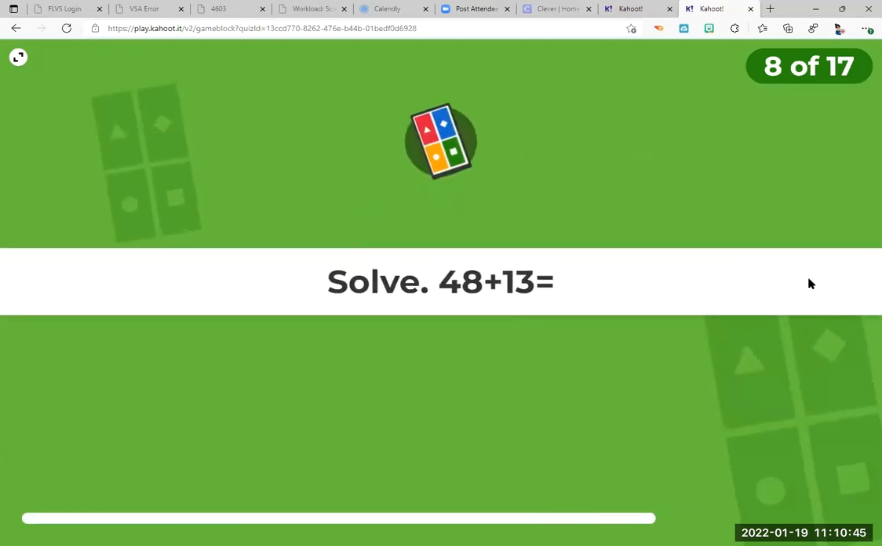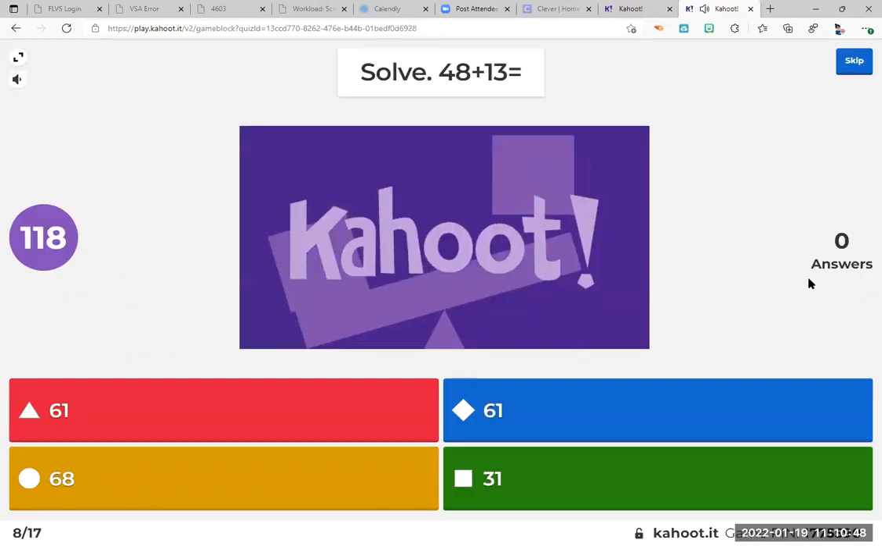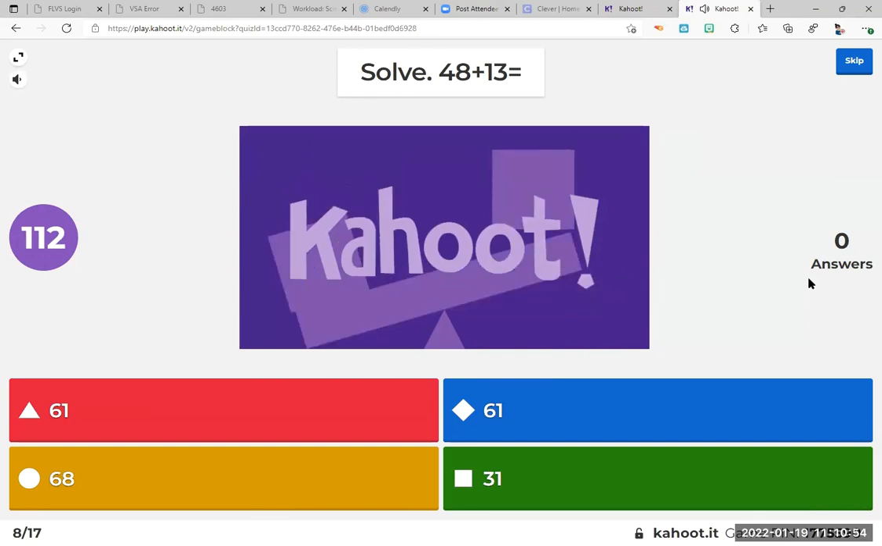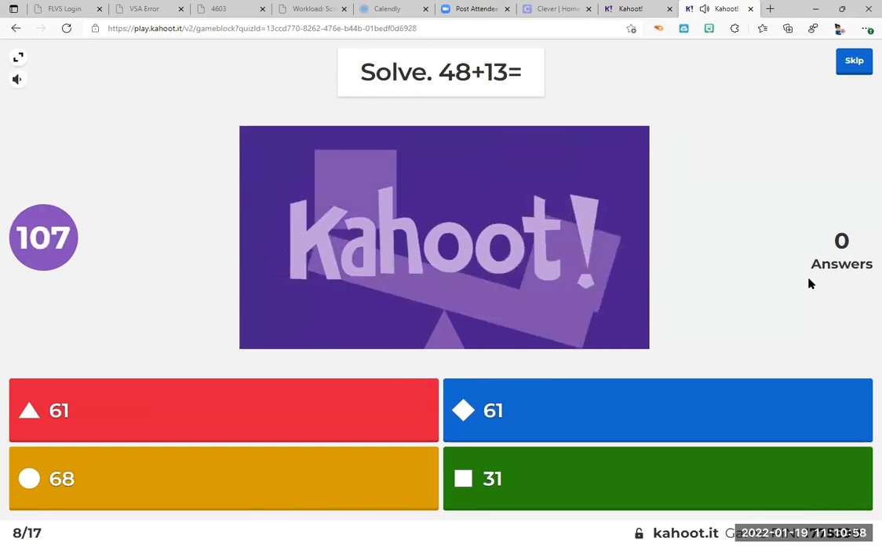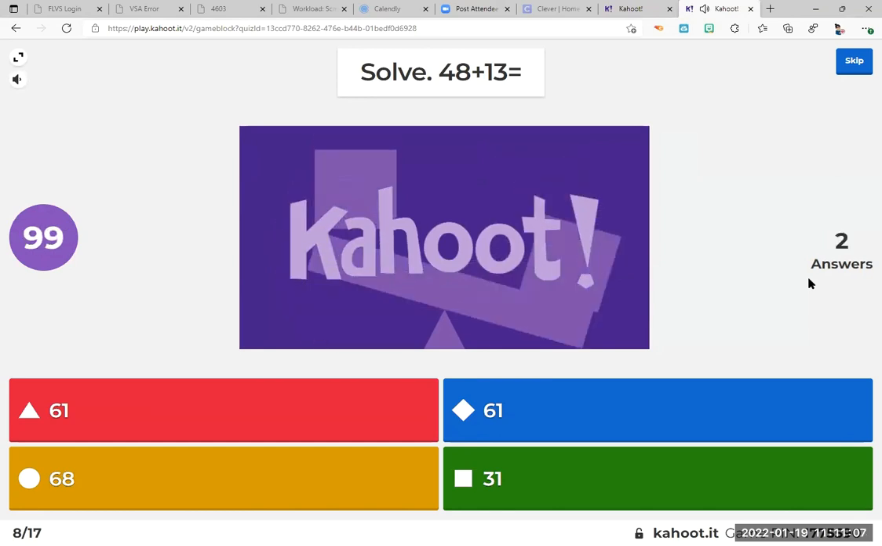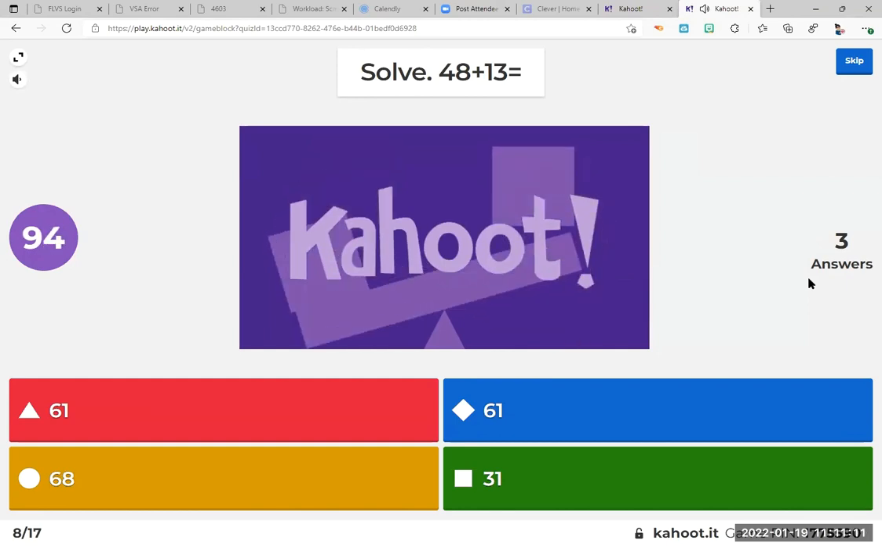Solve it. 48 plus 13. Wait, do the ones first. Do the ones first. 8 and 3, 11. Oh, I have enough to make a 10. Okay, I have an answer. If you have paper, you can do it on paper too, or a whiteboard or something like that.